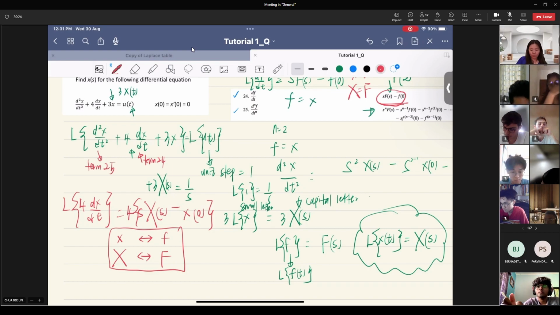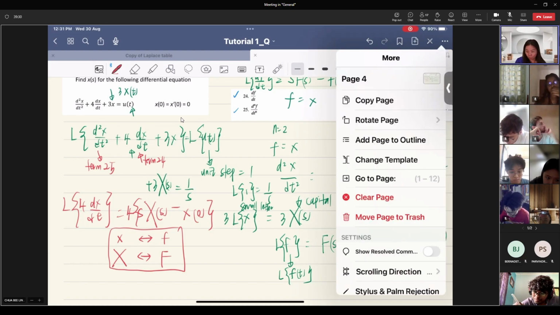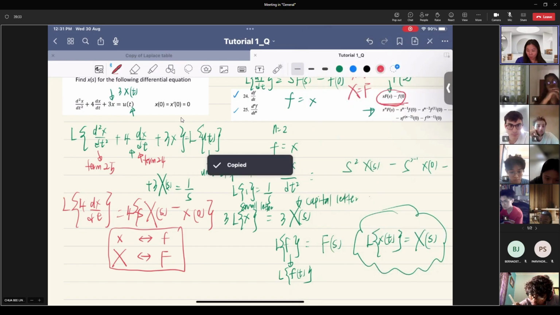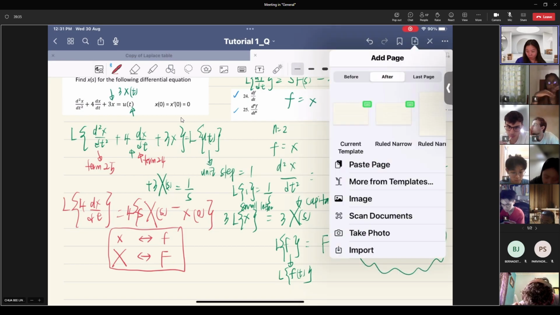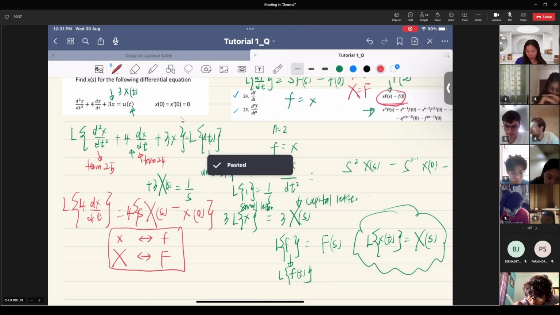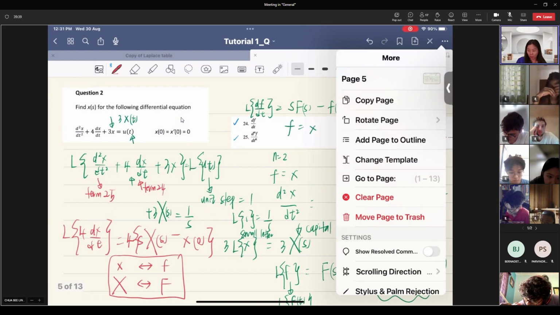And now this is term 25. For term 25, you'll be using this one. So I will just copy the page and then maybe paste the page. Okay, this one. Then I erase everything. Page.